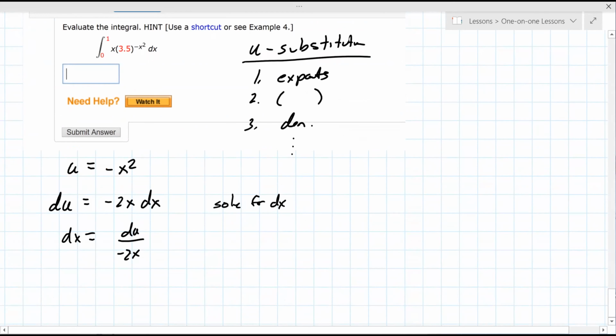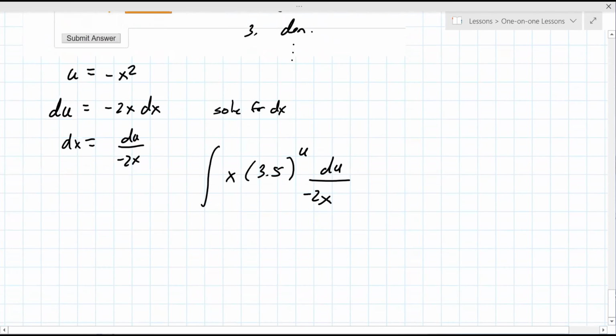Then you go back to your integral and substitute in for what you have to. You don't have anything for x, you don't have anything for 3.5, but you know that minus x squared is u, and you know that dx is du over minus 2x. If you have chosen correctly, the variable you made the substitution for will be eliminated. Here, this x cancels with this x, so it becomes minus 1/2 integral 3.5 to the u du.